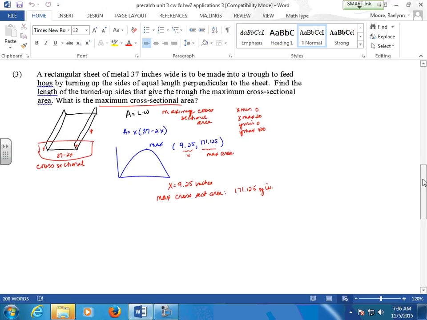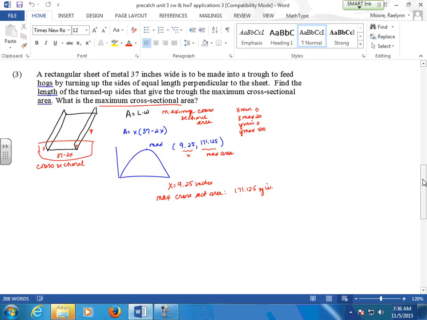Now, here's what we worked on yesterday. Cross-sectional is a little bit hard to understand, and really all they're looking at is the front of that trough. Remember I took the sheet of paper and I folded it up? That's all they're looking at, that part and the two sides, as if you made this into a three-dimensional rectangle. So we worked this out yesterday. We said length times width.